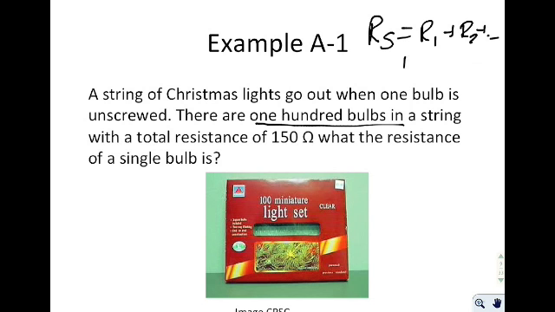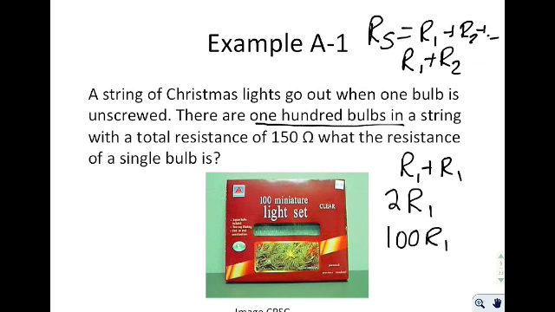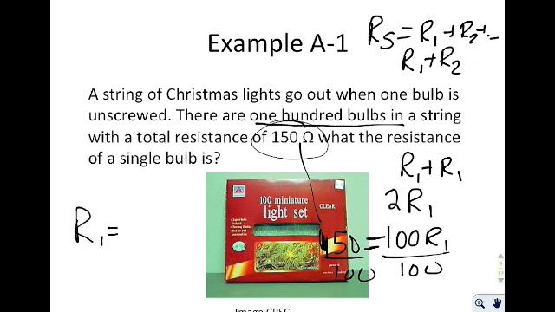When you take R1 and you add it to R2, well, if those two values are the same, that's the same thing as saying R1 plus R1. Or another way of saying that would be 2R1. So when I have 100 light bulbs, I can express it as 100 R1. Now that has to equal the equivalent resistance. Now the equivalent resistance in our case is 150. So I can plug in 150. And when you do, you divide both sides by 100. And what you would find is that each individual light bulb gives you 1.5 ohms of resistance.